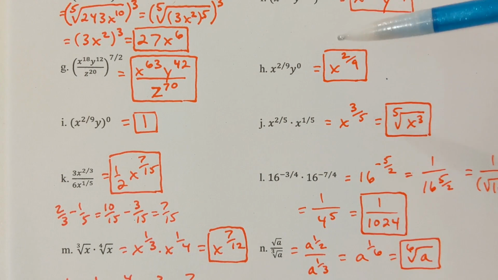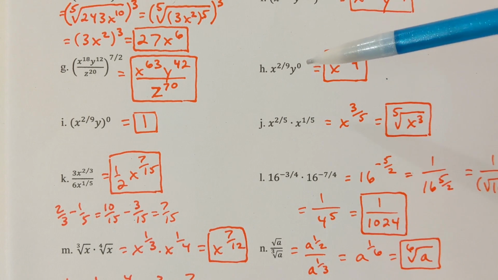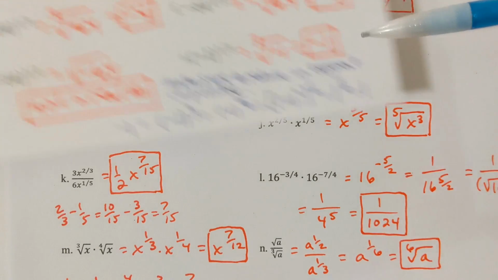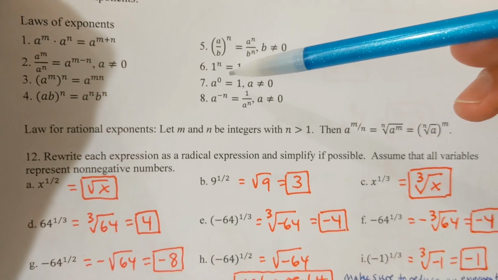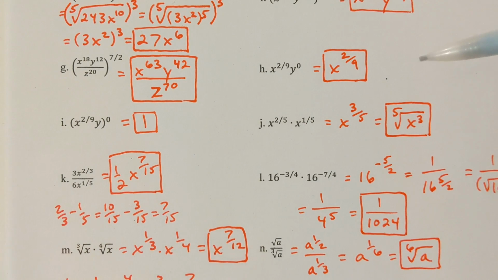Part H, okay, so some students would make the mistake here, and they see this exponent of 0, and they know that anything to the 0 power is 1, right? That's one of our laws here. That's law 7. Anything to the 0 power is 1. And they would just say, well, the answer is 1.